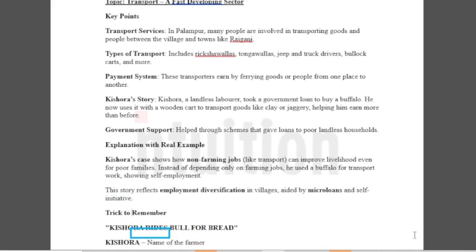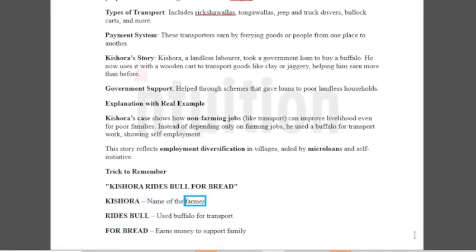Trick to remember: Kishora rides bull for bread. Kishora, name of the farmer, rides bull, used buffalo for transport, for bread.